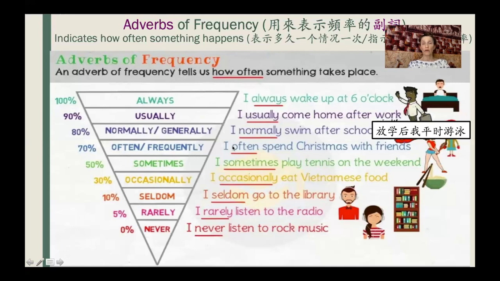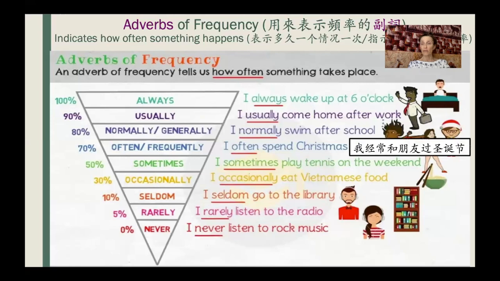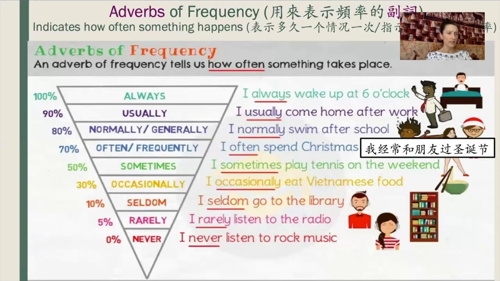So the sentence in Chinese would be this one. It's translated, often or frequently, as 经常 or 往往. So we're 经常和朋友过圣诞节.